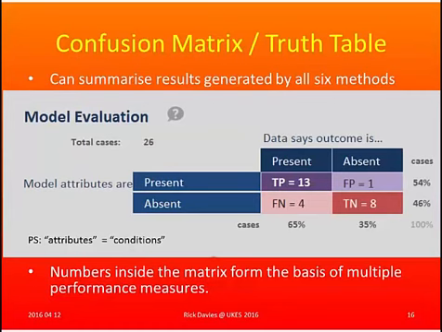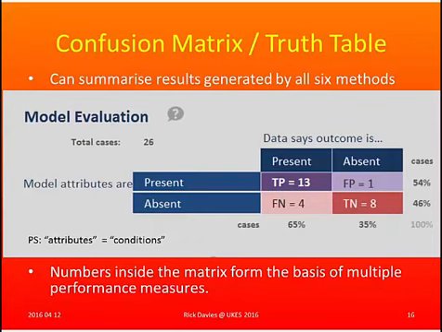The results generated by all 6 approaches can be evaluated and compared using the same device, a truth table, which is also known as a confusion matrix, as shown here. Cases in a dataset are sorted into 4 categories. True positives, being cases where the model attributes are present and the outcome is also present. False positives, being cases where the model attributes are present but the outcome is not. False negatives, being cases where the model attributes are absent but the outcome is present. And true negatives, being cases where the model attributes are absent and so is the outcome.